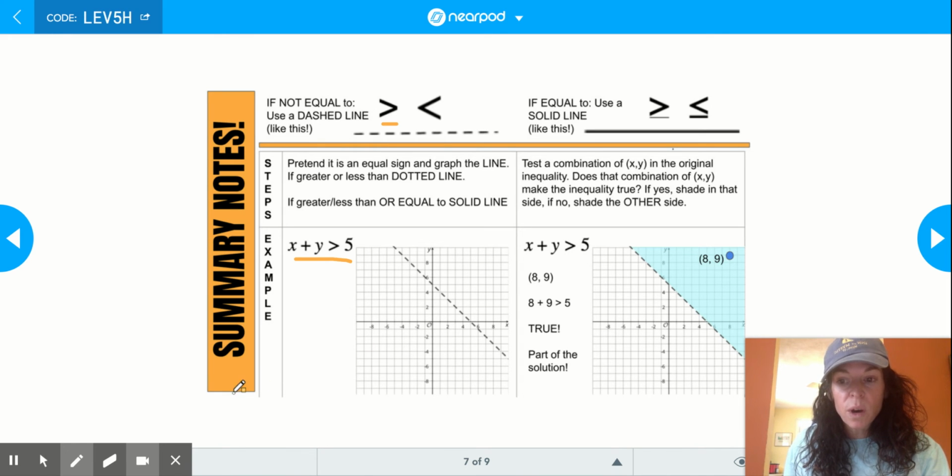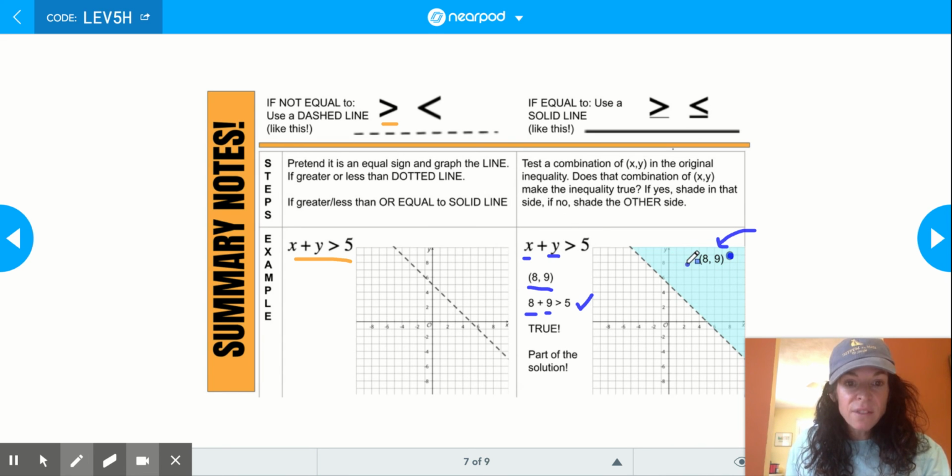Then we're going to do what we just did and find, is the combination of x, y a solution to the inequality? So here's the example. We pick the point 8, 9. When we put in the 8 for the x and the 9 for the y, 8 plus 9 is 17, and that is greater than 5. So we want this point, 8, 9, to be part of the solution set.